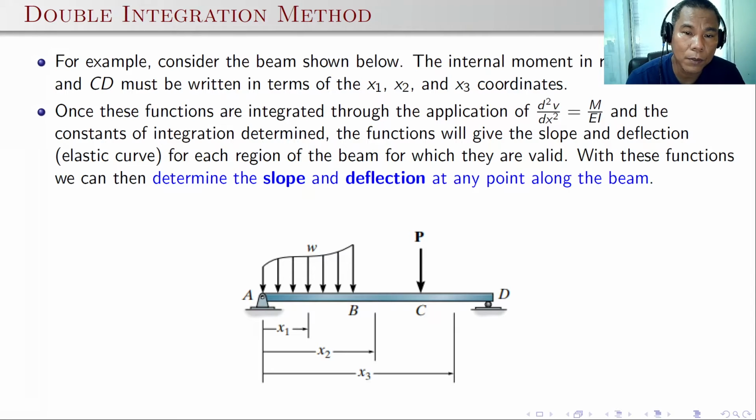Each of these functions is integrated through the application of the equation d squared v over dx squared equals M over EI. The constants of integration determine the functions that will give the slope and deflection of the elastic curve for the region of the beam for which they are valid. With these functions, we can then determine the slope and deflection at any point along the beam. So in general, we can actually derive an equation for the whole beam for the slope and deflection.